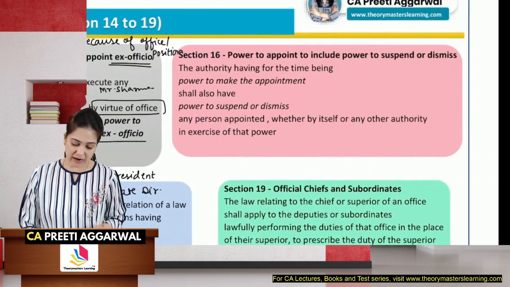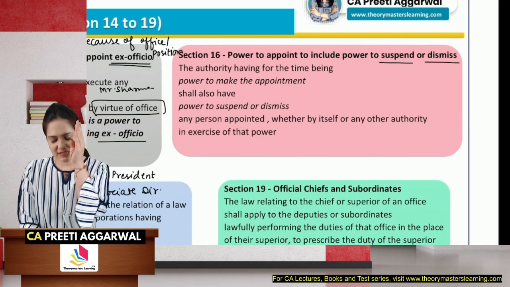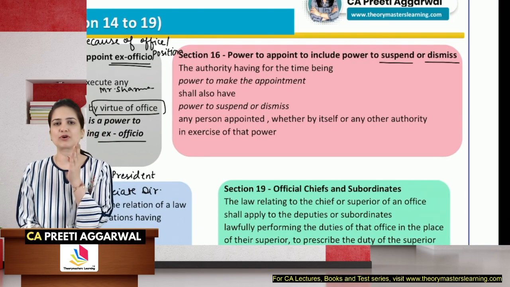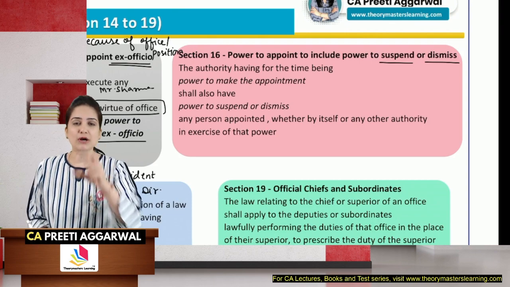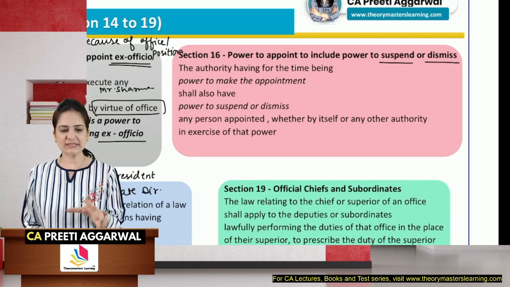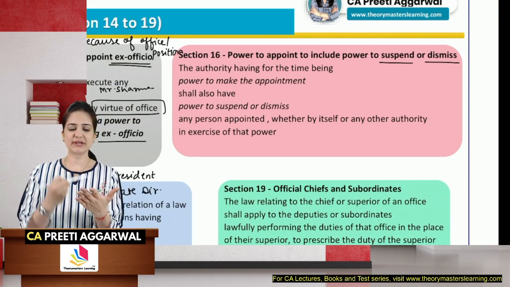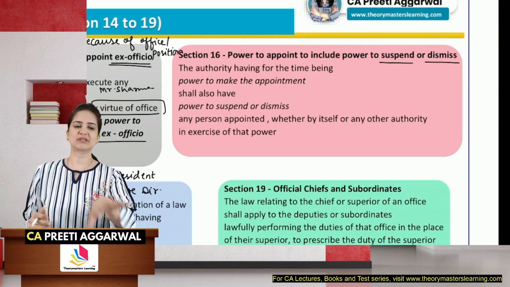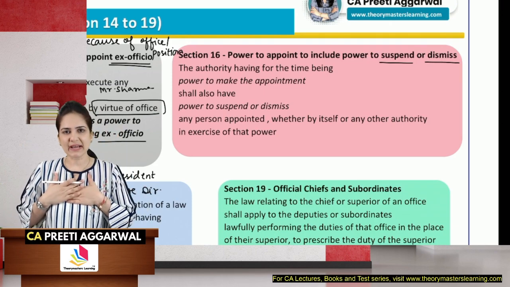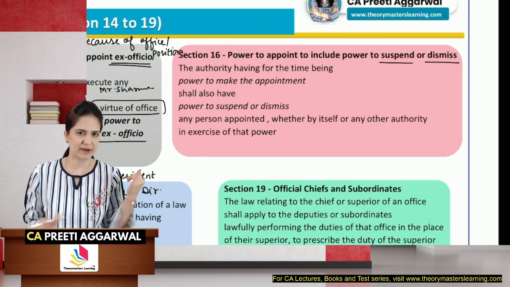All right. Power to appoint will also include power to suspend or dismiss. This is the basic objective of the General Clauses Act, to shorten the language of law. Law says that you need not specify this every time, that if the person can appoint, he can also suspend and remove. It is understood. You only need to write that this person can be appointed. It means if I have the authority to appoint you, I will also have the authority to remove you, to suspend you.